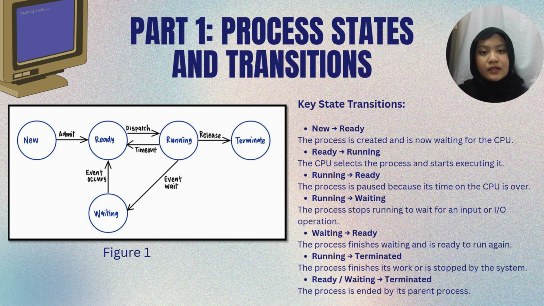While in the running state, the process may be interrupted. If it reaches its maximum allowed execution time, the operating system preempts it and moves it from running back to ready, allowing other processes to execute.